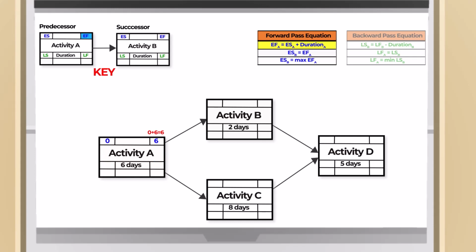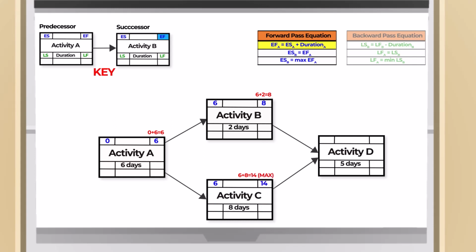So, we must consider activity A's early completion to be equal to the early start of its successor activities, which are activity B and C. In this scenario, for activity B, the early start is 6, plus 2 equals 8 for the early finish. The same is true for activity C: the early start is 6, plus 8 equals 14 for the early finish.